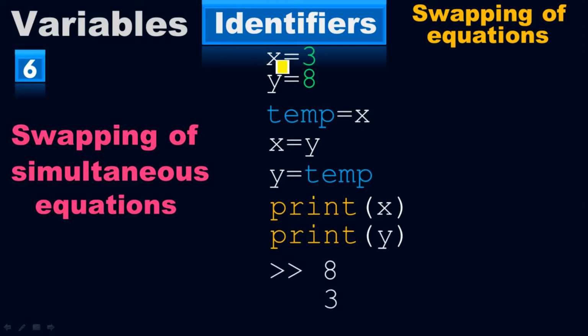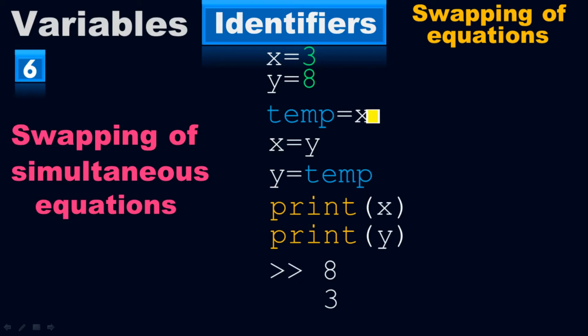Look, here we have x equals 3, y equals 8. But when we took the print of x here, I got 8. For the print of y, I got 3 instead of 8. So we have swapped the values of x and y with each other. How did it happen? It happened because of this logic here.